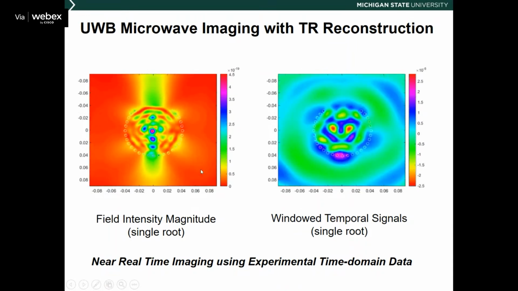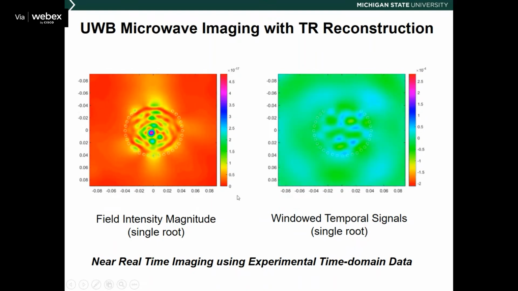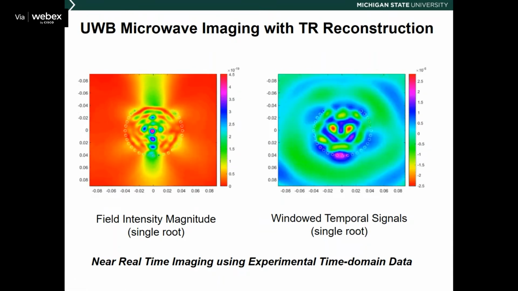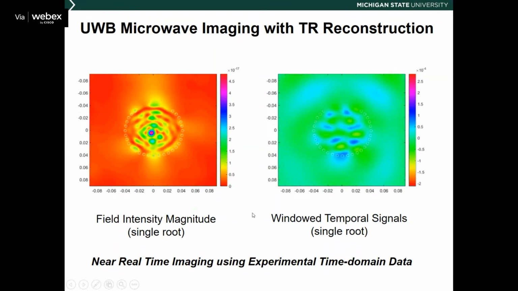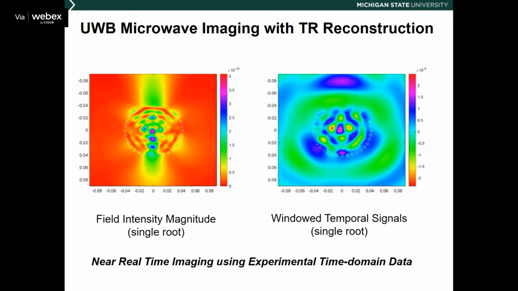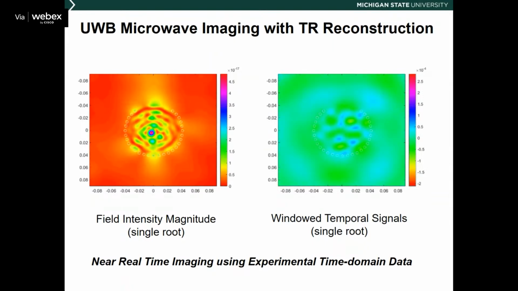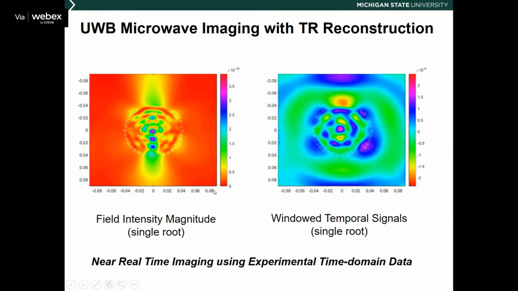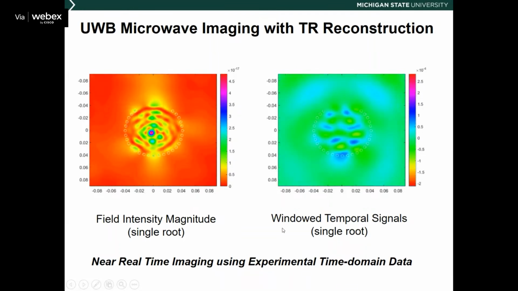This is near real-time imaging using experimental time domain data, because microwave data acquisition here is very fast. And for the inverse problem here, the reconstruction also needs minimal computational effort. If you deal with the data carefully, and you only pick up the signal features you want to use for the time reversal, you can get near real-time imaging. And this is pretty fascinating, that you can actually see the root almost in near real time.